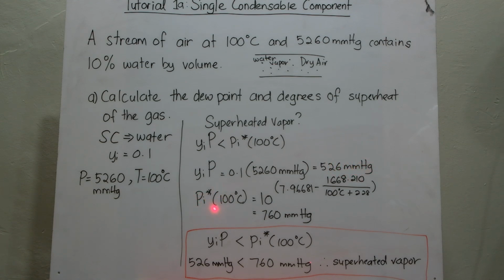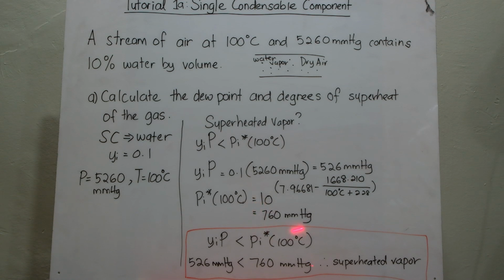Partial pressure of water at 100 degrees C: to find this, you use the Antoine equation. This is how we do the calculation from the Antoine equation, and then we obtain the partial pressure of water at 100 degrees C, which is 700 millimeter mercury. This is when liquid water at 100 degrees C becomes vapor.